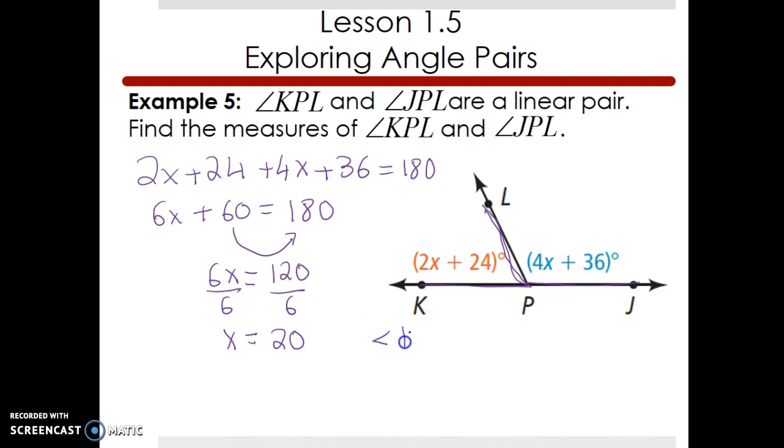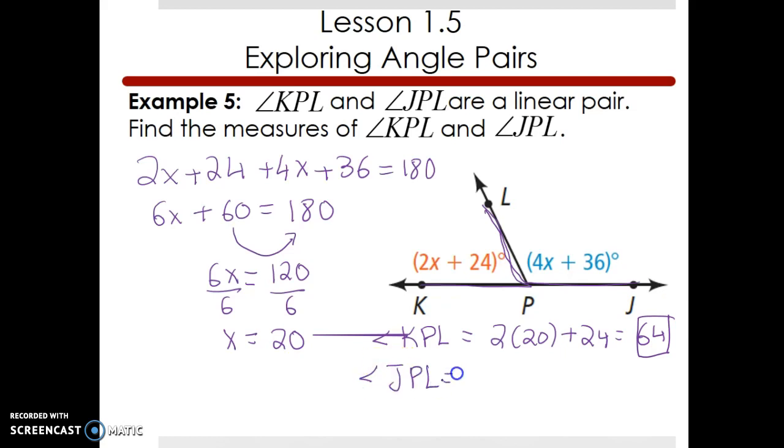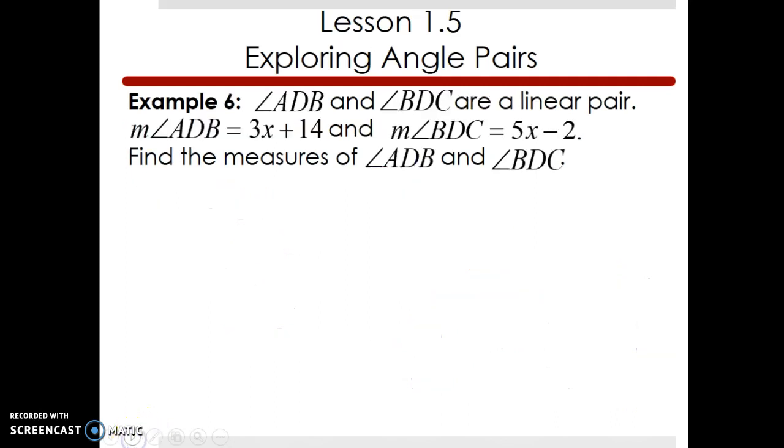So angle KPL equals 2 times 20, that's 40, plus 24 gives you 64. And angle JPL, 4 times 20, which is 80, plus 36 equals 116. Well, yeah, they add up to 180. So that works. So same thing over here. Anytime it says linear pair, it means that it equals 180.